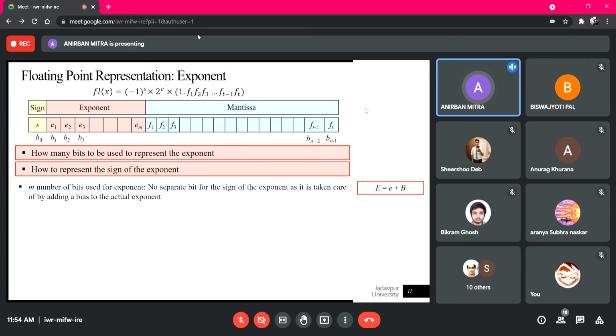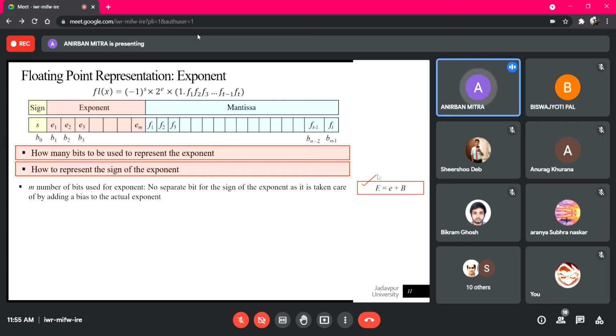So we will use the total of m bits for the exponent. No separate bit for the sign of the exponent, as it will be taken care of by the bias representation. And the bias representation, as explained in the previous slide, is capital E equal to small e plus B. Here capital B is the bias.